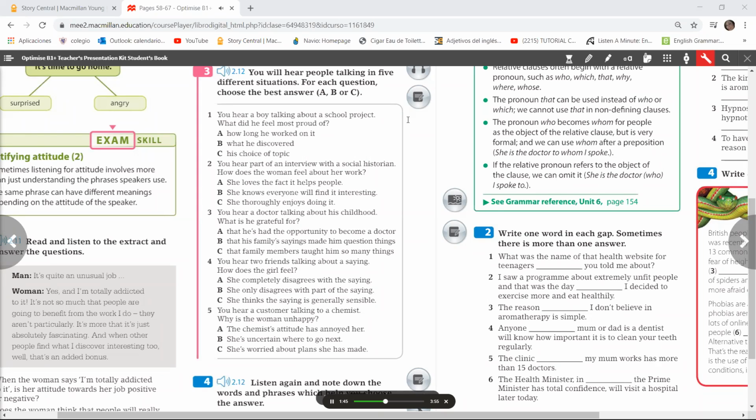3. You hear a doctor talking about his childhood. What is he grateful for?